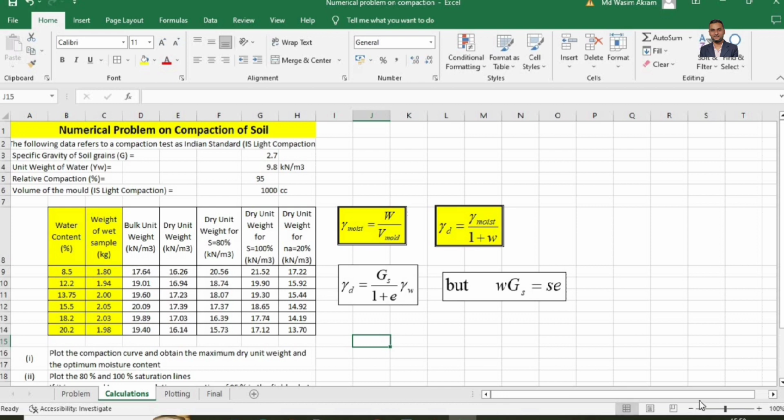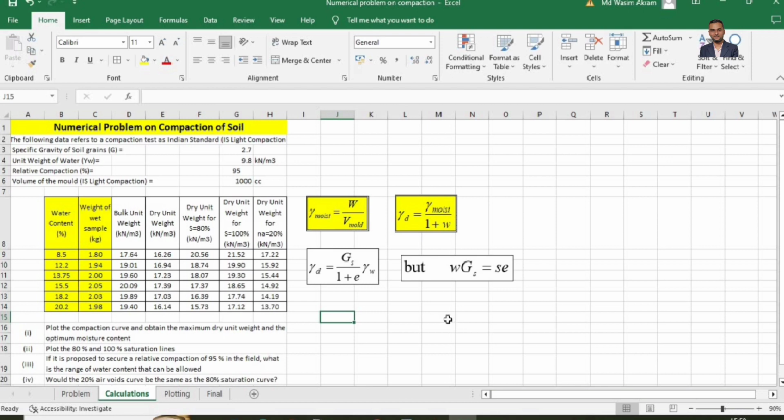To plot the compaction curve, first of all we have to do some calculations. Here we can see in the table water content and weight of wet sample is given. From this we can calculate the bulk unit weight of the soil using this formula: gamma is equal to weight divided by volume of the mold. The weight of the wet sample is given and volume of the mold is known as 1000 cc. So we can easily calculate for all the water content percentages. Bulk unit weight is equal to this weight of wet sample divided by volume of the mold, and to convert it into kilonewton per meter cube, we have just multiplied by 1000 into 9.8. It will give the value in kilonewton per meter cube.